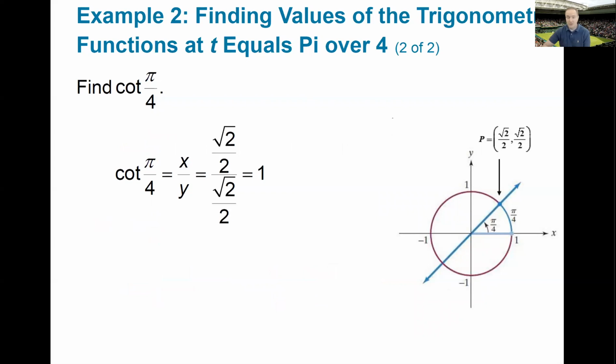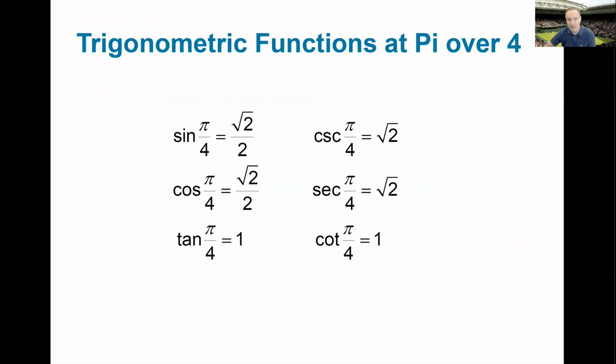For the cotangent, well, please notice your tangent and cotangent are both 1 here, because you just say, well, since the x and the y values, the sine and the cosine, they're both the square root of 2 over 2. So it doesn't matter whether you do x over y or y over x, it's a 1, since your numerator and denominator is the same. So we can get all of our angles at pi over 4.